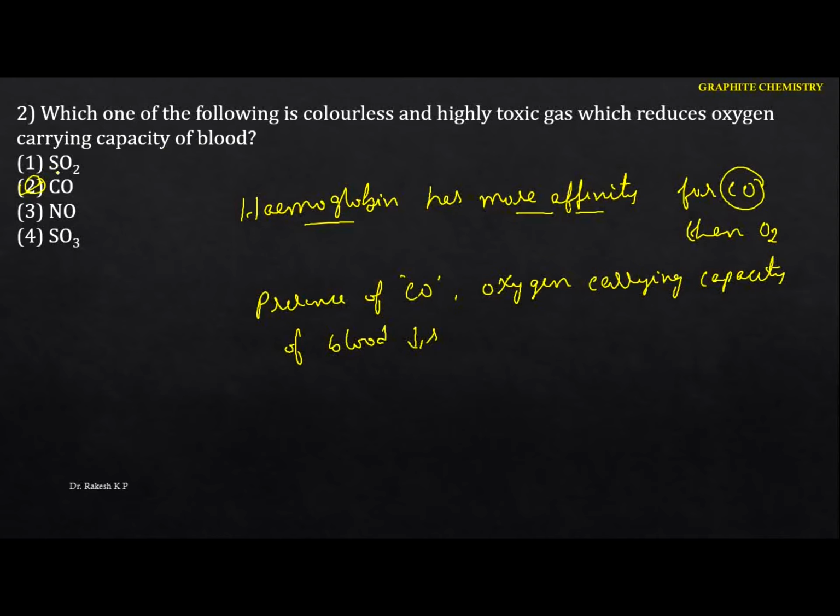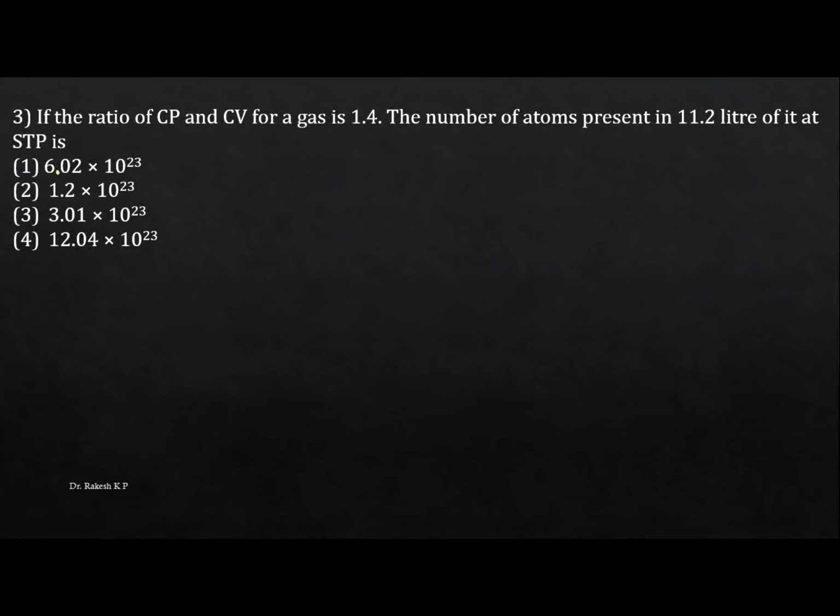Next one. If the ratio of Cp and Cv for a gas is 1.4, the number of atoms present in 11.2 liters of it at STP is, just identify this one. The ratio of Cp and Cv, the value they've given, is 1.4. If this value is 1.4, that shows that it is a diatomic gas.